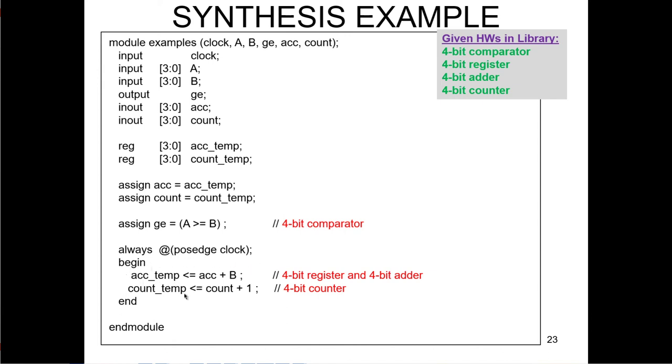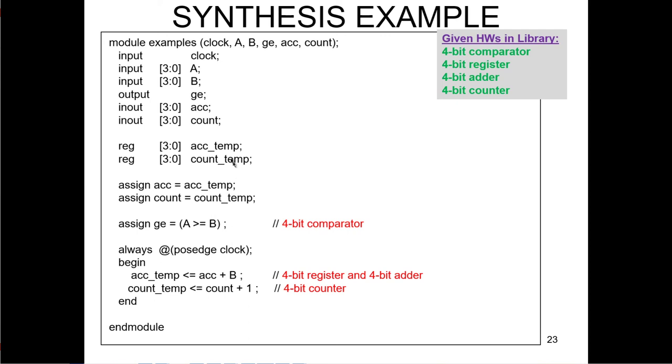And then this count temp is going to be count plus 1. So each clock tick, it's going to increment count by 1. And then this count temp will then instantly be transferred back to count. So this will basically update count, but this only happens on the clock. And this adds B to the accumulator and stores it in the temporary accumulator. And here the accumulator is then updated with the temporary accumulator.